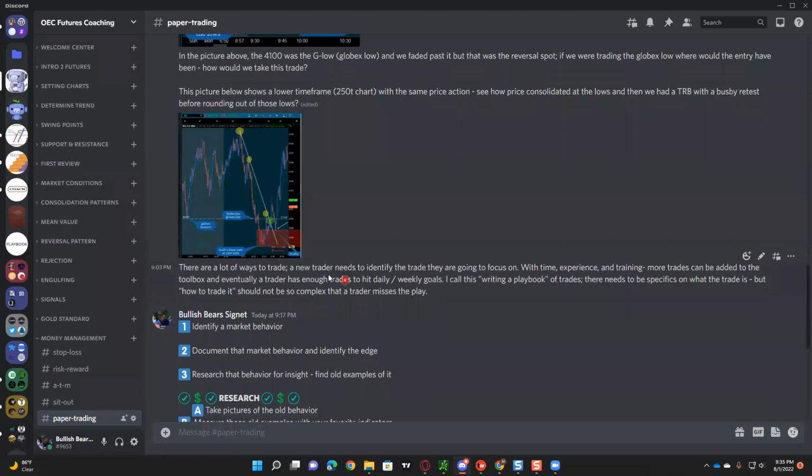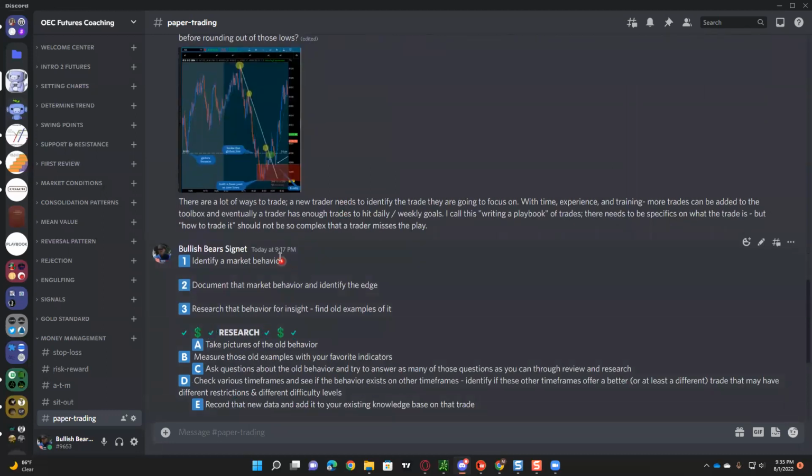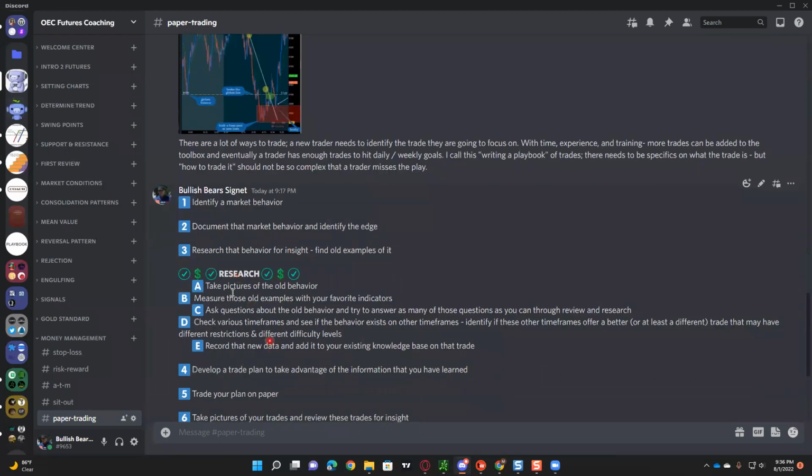So let's go through the steps. Identify a market behavior. Go back and document that market behavior and identify what your edge is. Research that behavior for insight. You're looking for things that will enlighten you and help you understand this behavior better. Find old examples of this behavior. During the research process, take pictures of the old behavior. Measure those old examples with your favorite indicators if you're an indicator trader.